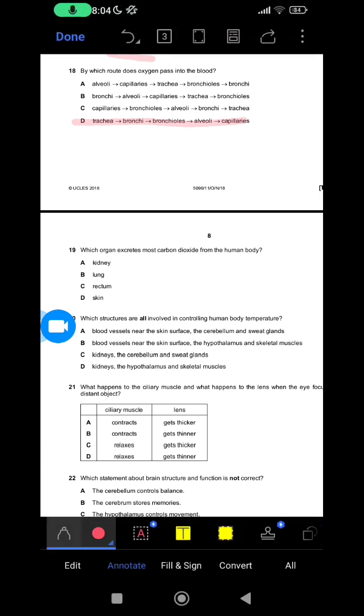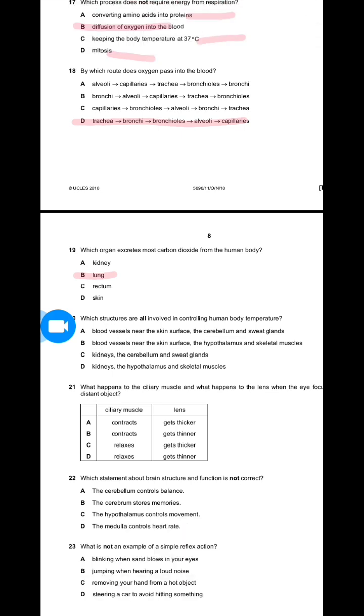Which organ excretes most carbon dioxide from the human body? Now this is quite simple. The answer will be B, because our lungs excrete most of the carbon dioxide. It does so whenever we exhale.